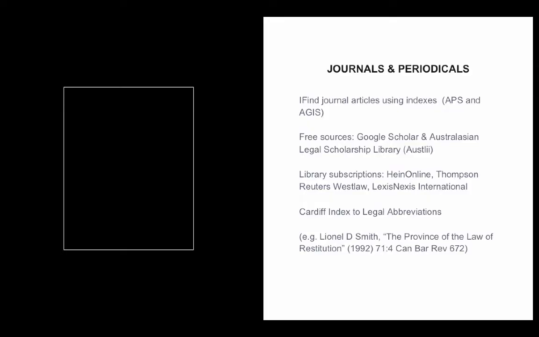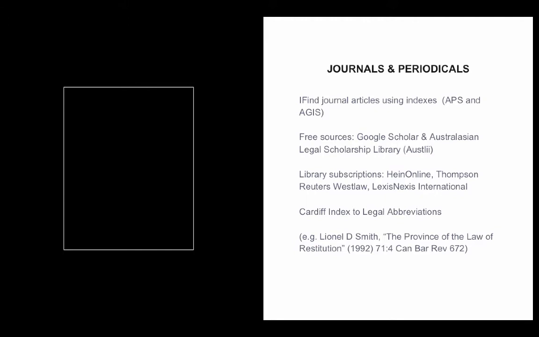We have a range of databases of international law journals. Some of these are indexed, so generally AGIS or AGIS and APA have indexes of journals and journal articles, which means that they don't have copies of the full text. If you're finding that you're wanting an article that is indexed but not in full text, please do contact the library because we can source the full text for you.